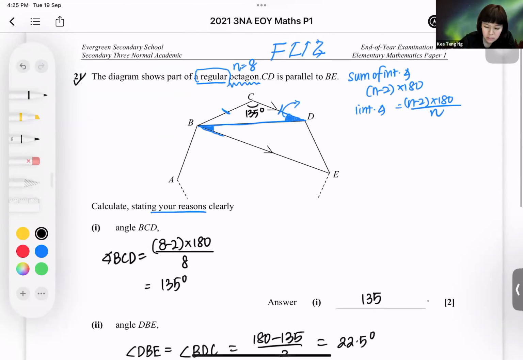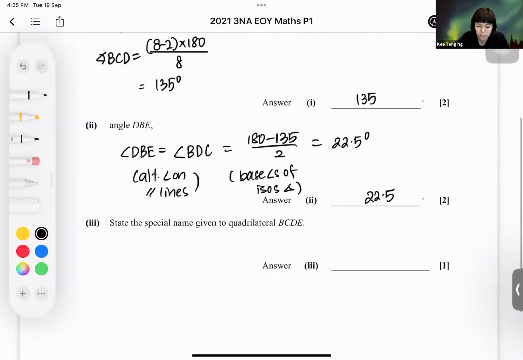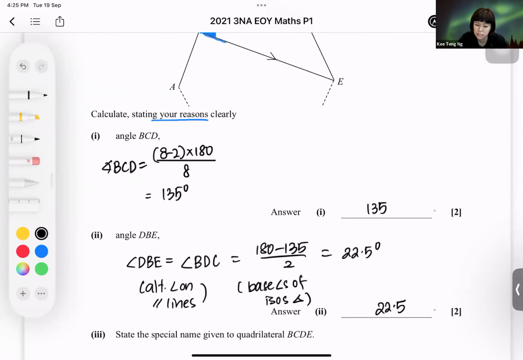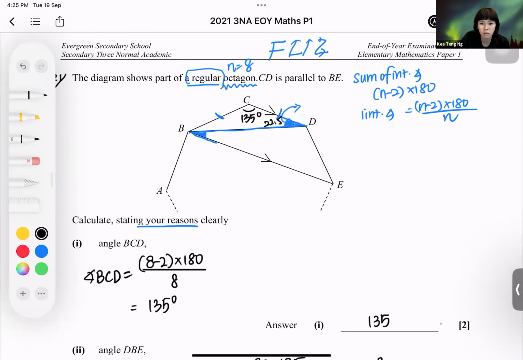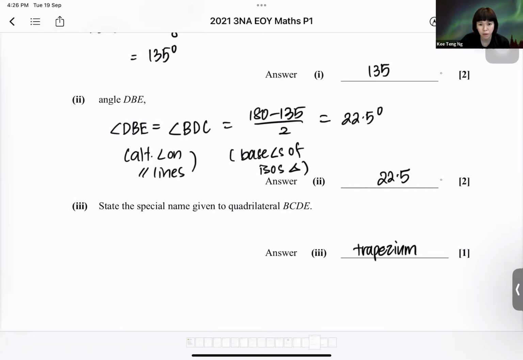Have you gotten the answer? Okay, next question. What is the special name given to the quadrilateral BCDE? One line is shorter, one line is longer, and they are parallel. So it's a trapezium. Do you know how to spell it? Okay. Without further ado, let's go on to our last question.